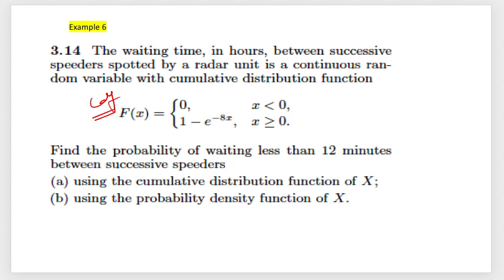They are saying the waiting time in hours between the successive speeder spots of the radar is a continuous random variable with the cumulative distribution function given to us. They are saying find the probability of waiting less than 12 minutes between the successions, using the cumulative distribution function of x and using the probability density. So both are in demand. Let us first find the first part, that is the probability of x less than 12 minutes, the waiting time less than 12 minutes.